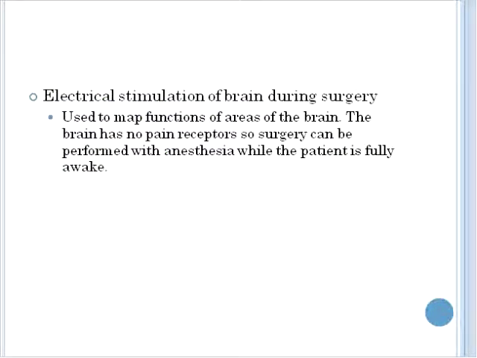It was also possible to actually stimulate the brain during surgery. If you know what part of the brain is being stimulated and what's being reported, the person can actually identify what's going on. The brain has no pain receptors, so surgery can be performed with anesthesia while the person is fully awake. If the person reports smelling burnt toast when a certain part of the brain is stimulated, you know that's the part of the brain that causes that sensation. That's the part of the brain that accounts for smell, and so on.